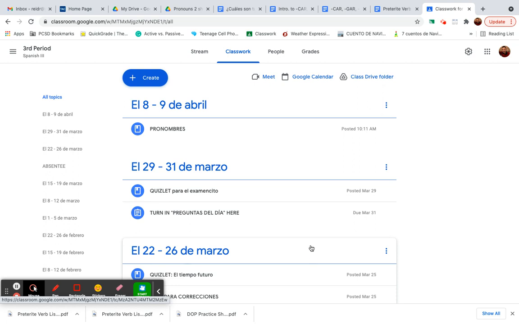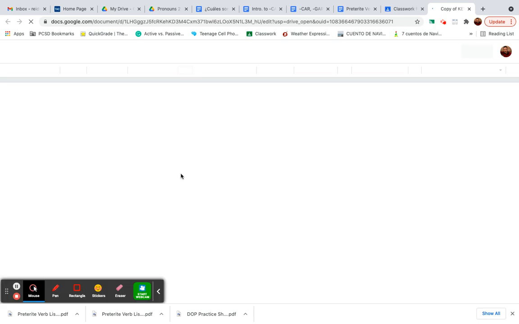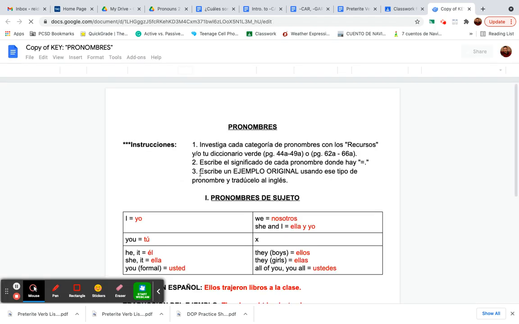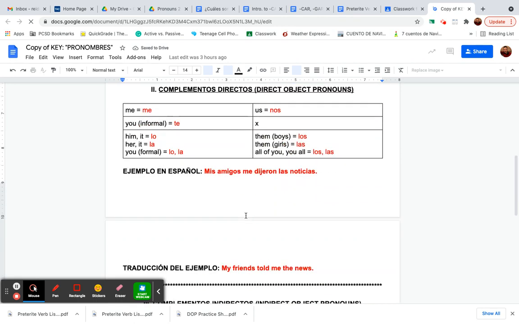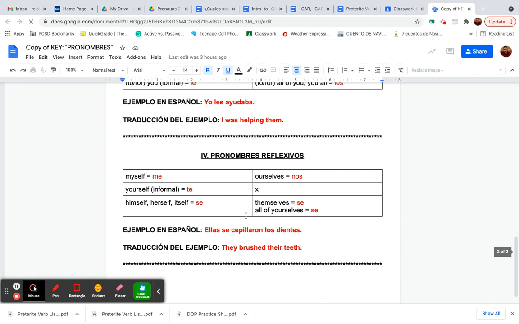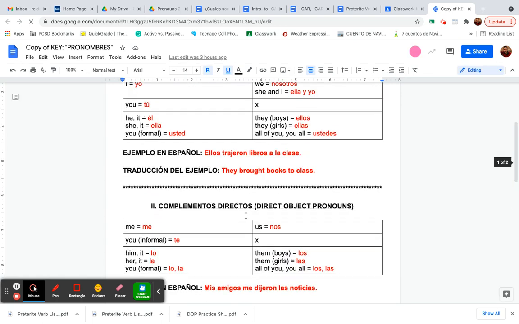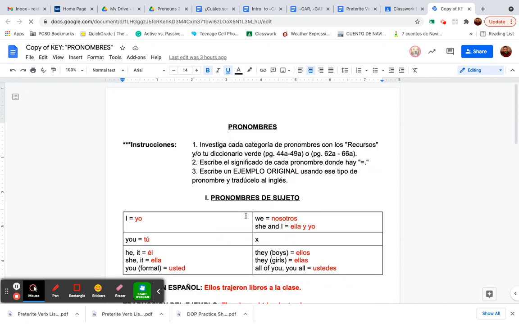We missed a lot. We started our first pronouns day on our Google Classroom page. This is a guide, pronombres, for you. I would suggest looking this over to remind you what pronouns are what. You've got subject pronouns, direct object pronouns, indirect object pronouns, and reflexive pronouns, all that are used differently in different ways, is what we went over on Thursday, April 8th.